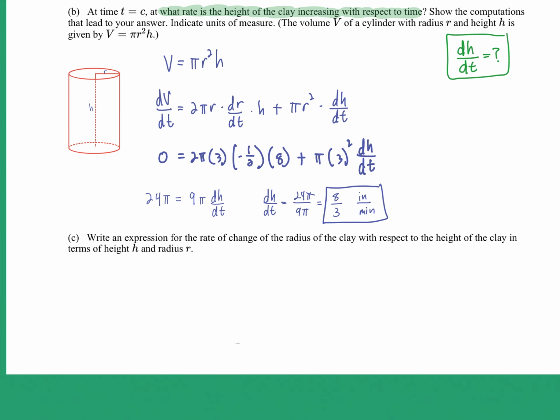Okay, last one. So for the last one they say write an expression for the rate of change of the radius of the clay with respect to the height of the clay, in terms of height h and radius r. So this one's a little different. What they're really asking for is the rate of change of the radius with respect to the height. So dr dh in this case, not dt in the bottom.